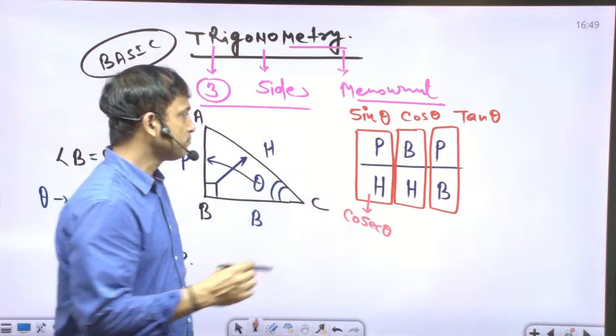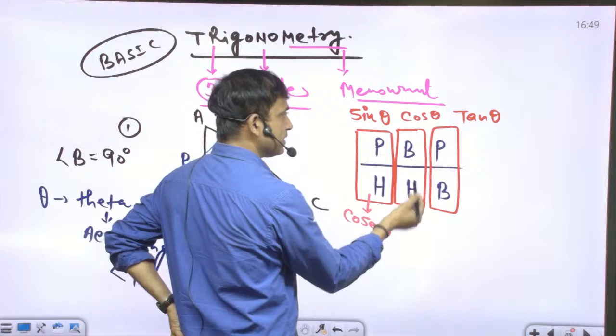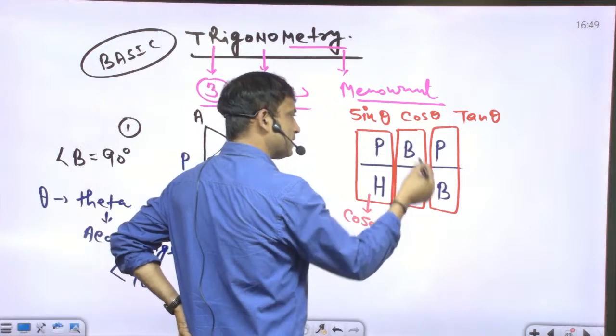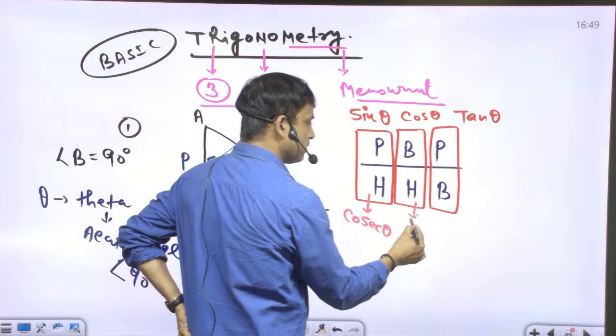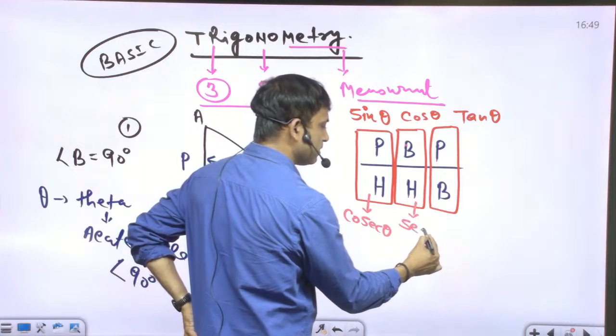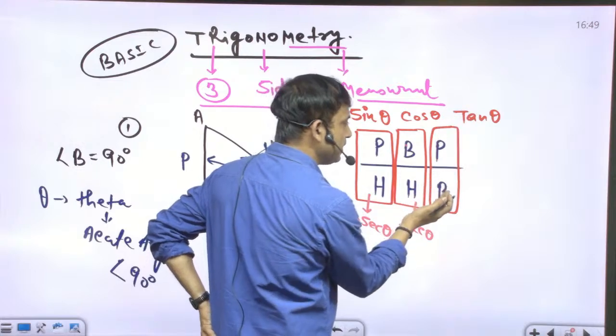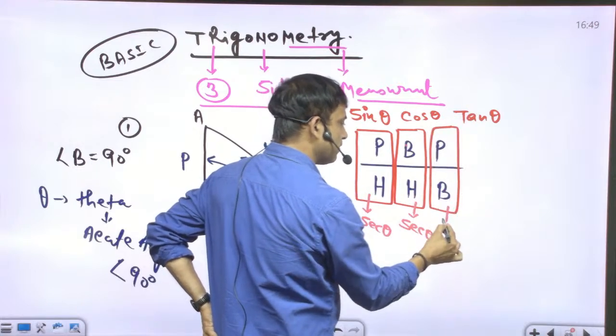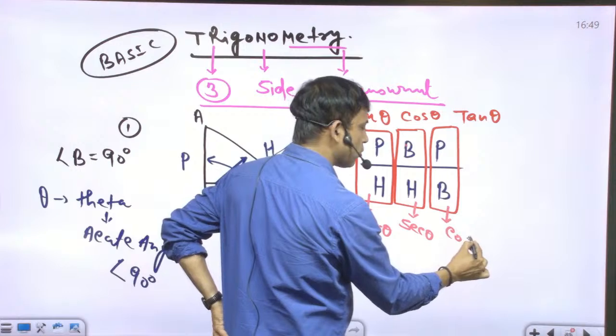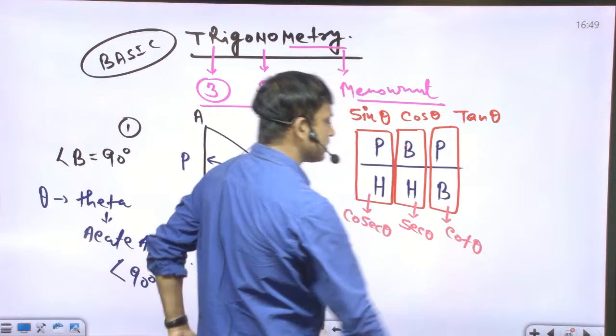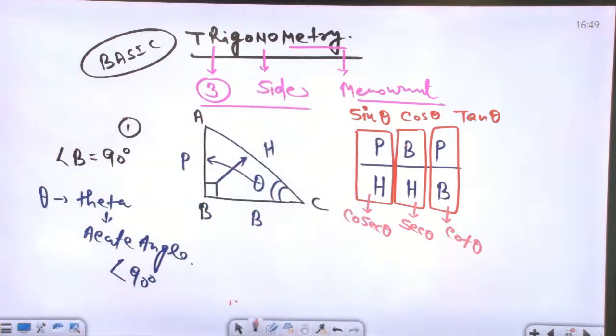Base upon hypotenuse is cos theta, and hypotenuse upon base, the reciprocal, will be sec theta. P upon B will be tan theta, but B upon P, the reciprocal, will be cot theta. Cot theta is the reciprocal of tan theta.